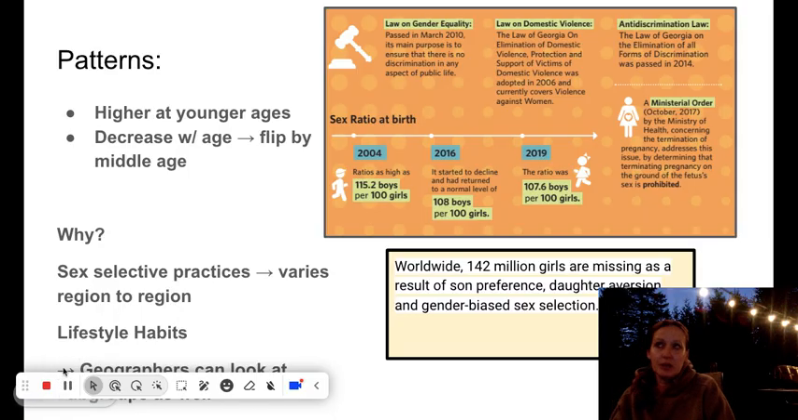But geographers can look at this, right? So maybe males are in more dangerous jobs, or maybe they just don't eat as well. So lifestyle habits like those can mean that the females often live longer. So here's some information that comes from the United Nations on sex preferences and why, as a whole, the global population is slightly more male.